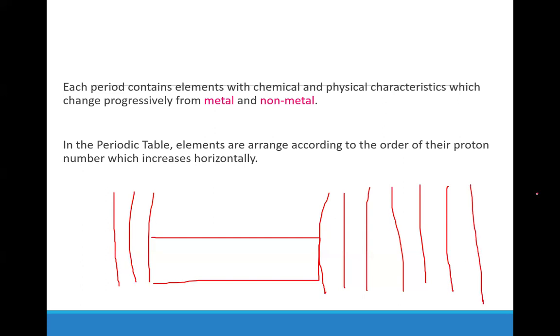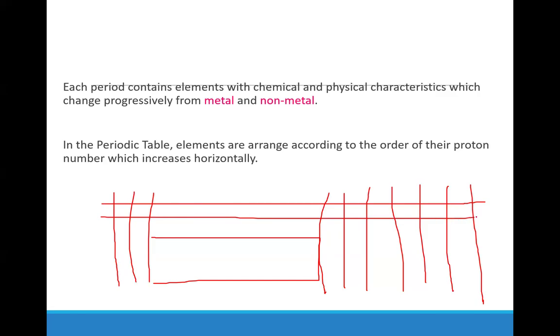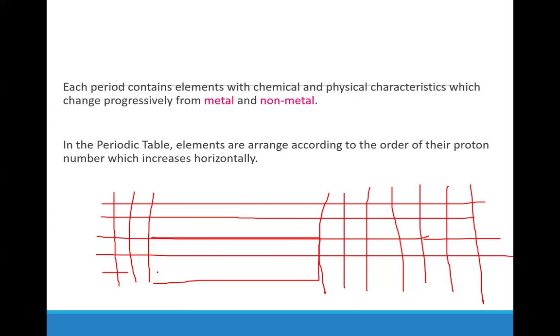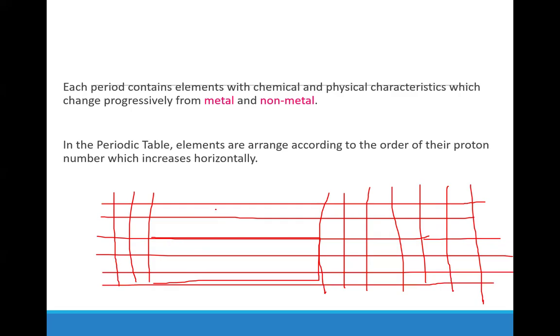So if we have the periodic table here, we have 6 periods in the periodic table. These are the horizontal rows. The horizontal rows in the periodic table are the periods. What do the periods tell you? Periods tell you the number of shells which are occupied by the electrons in that atom.